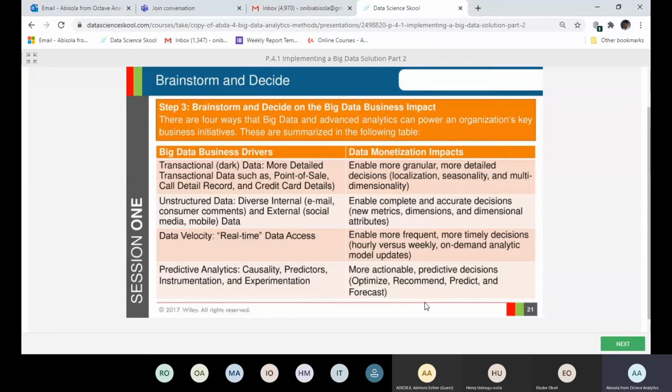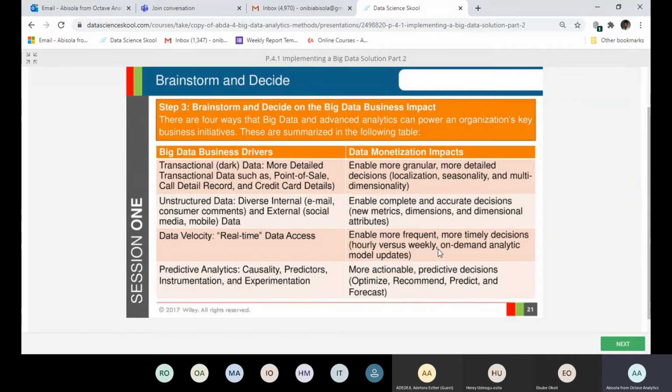It helps you to make more actionable decisions. So you can easily predict something that is going to happen even before it happens. And then this will help you to optimize your resources. So you can easily say that, okay, since a lot of customers have not been purchasing this particular product, let us focus more on this product.